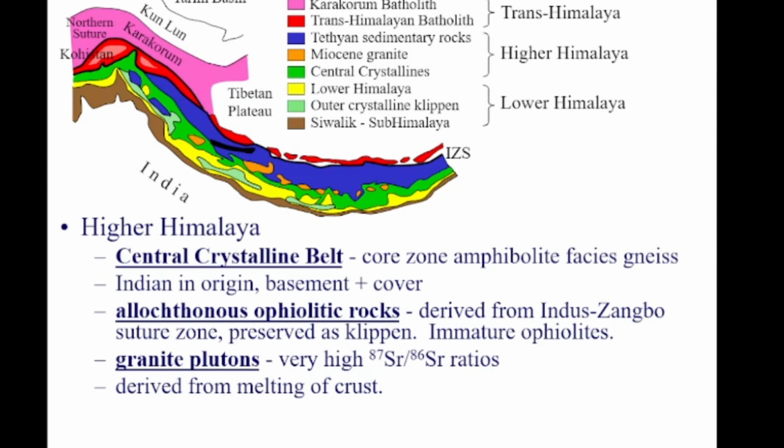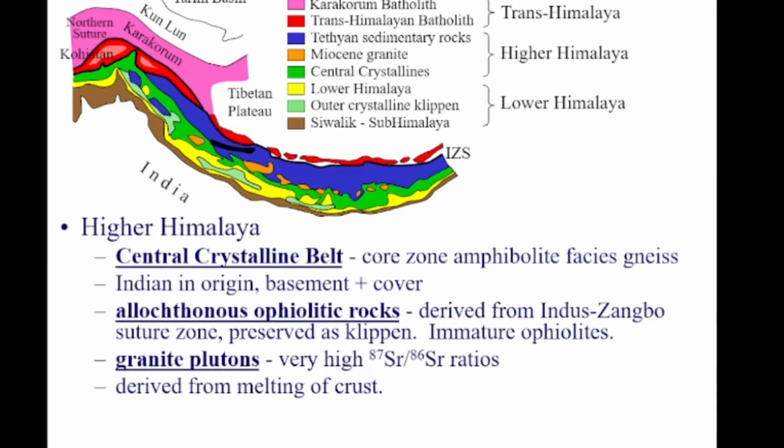Ectogenous ophiolitic rocks derived from the Indus Zangpo Suture Zone are preserved, and gneiss and amphibolite rocks are present there. And then we have granite plutons, with a very high strontium isotope ratio of 87 to 86, derived from the melting of the crust, which is the evidence of those. So this was all about the story relating to the Higher Himalaya, with the main features and the Himalayan origin.